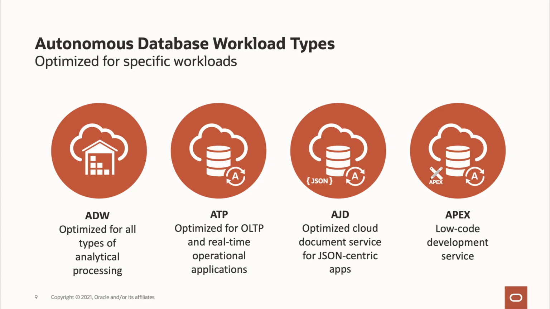And finally, we have Apex, which is available also as a lower cost standalone service. And if you're familiar with Apex, it provides a quick and easy interface with drag and drop functionality for low code application development. And to note here, for users that require JSON and Apex functionality as part of their OLTP data pipeline, JSON and Apex functionality is also available in ATP, in autonomous transaction processing.